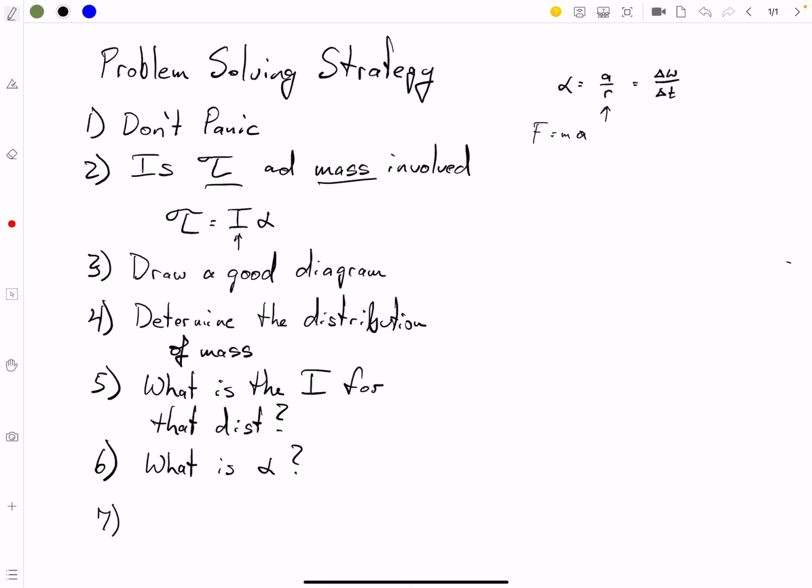You've drawn a good diagram. You found out what I is. We figured out what alpha is.